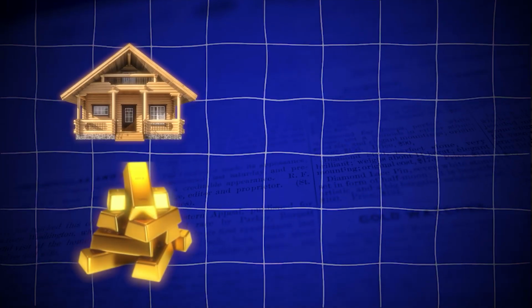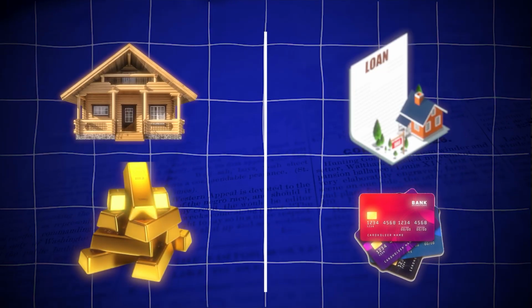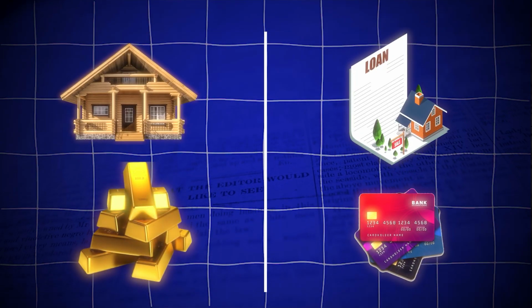Don't have time? Here's a hack. Start with your biggest 2 assets and 2 liabilities. You'll already know 80% of your net worth.